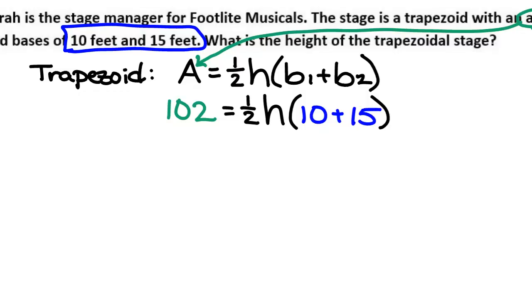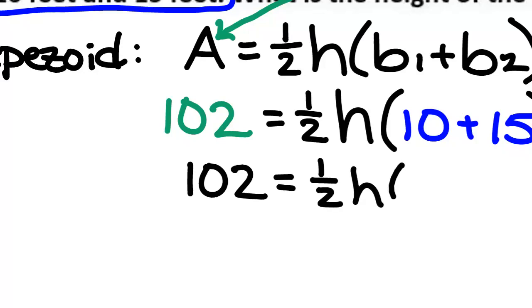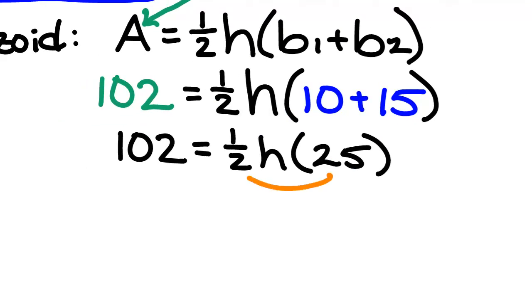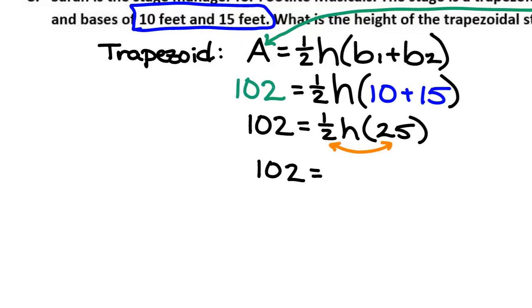So order of operations, first thing I have to do is simplify inside the parentheses. What do you get when you do 10 plus 15? 25. So I have 102 equals 1/2 H, and then inside the parentheses, 25. Well, what's half of 25? 12.5. So this would be 12.5 H.